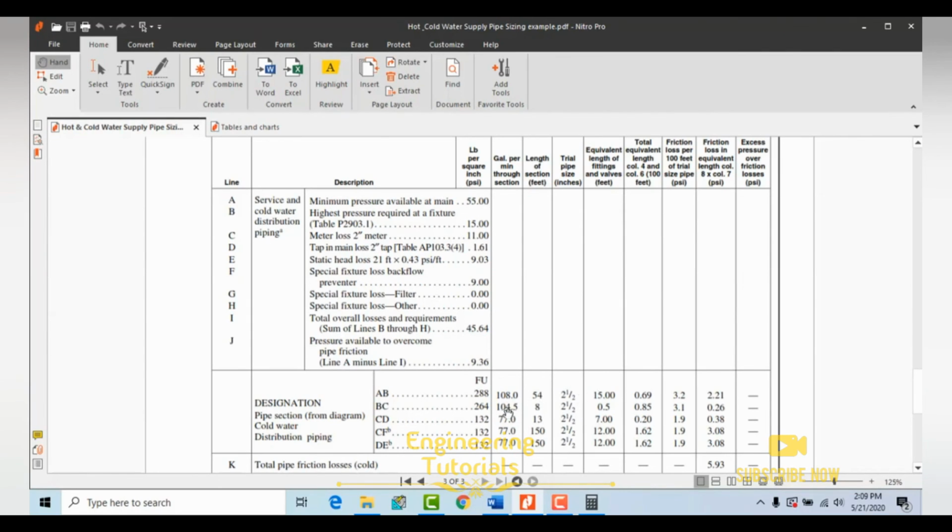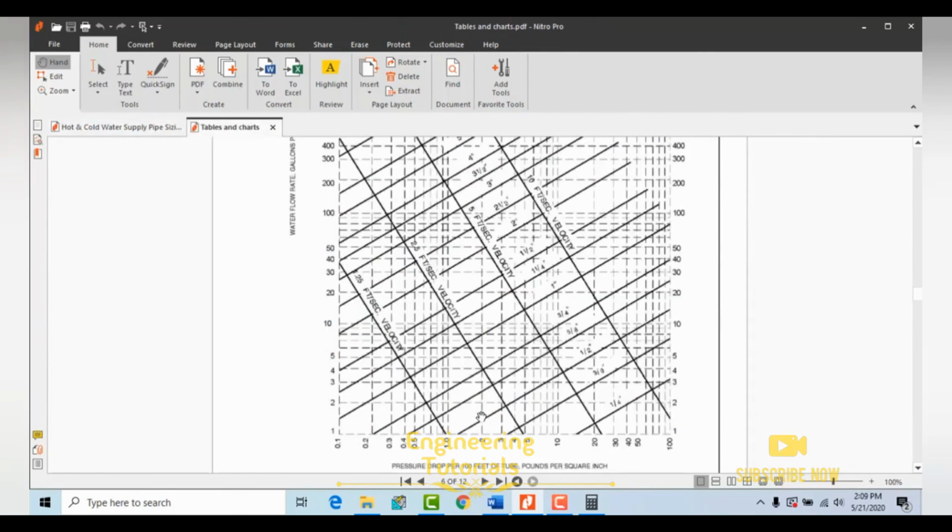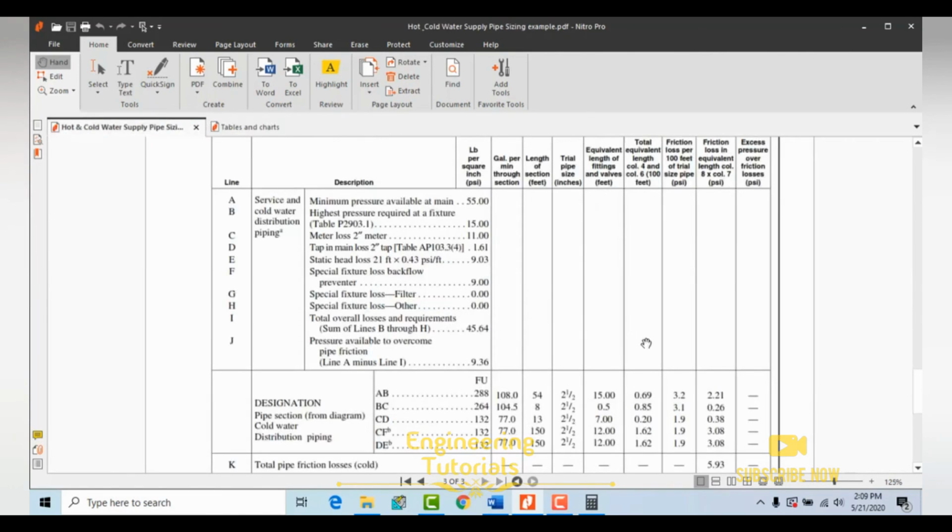So next we have 104.5 GPM and trial pipe size is 2.5 inch. It's almost the same, just 0.1 before 3.2, that is 3.1. Let's say 3.1 is the pressure drop, so 3.1 over here.